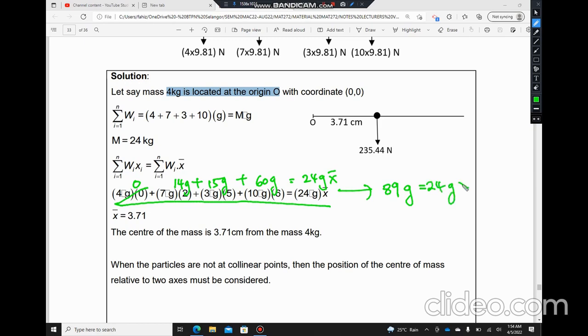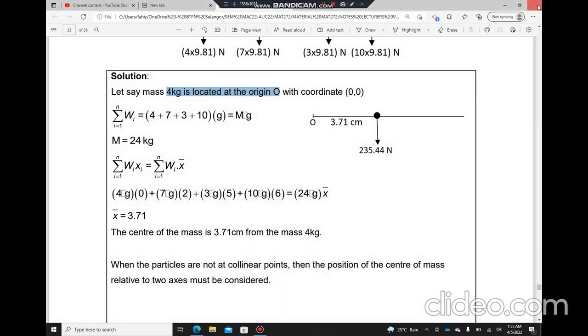Okay, 89G equals to 24G X. So center of the mass. So you get here 89G divided by 24G equals to X. So X, when you solve this one, just use the calculator. So you will get 3.71. So G ni tercancel. So that's why kat sini maknanya awak tak perlu pun nanti darab dengan 9.81. Just tinggalkan dalam simbol G sebab nanti dia akan tercancel sendiri bila kita nak solvekan. Okay, so you get here the center of mass is 3.71.